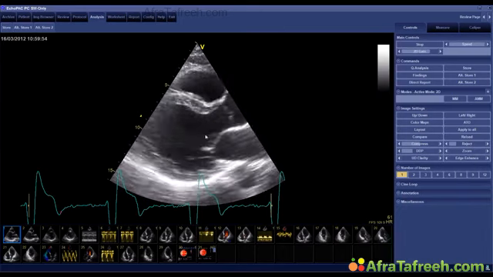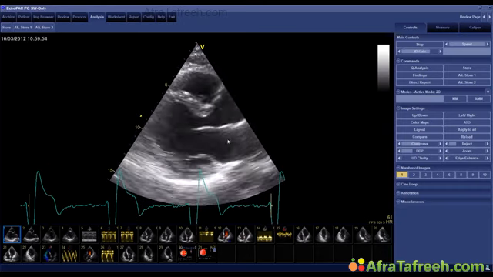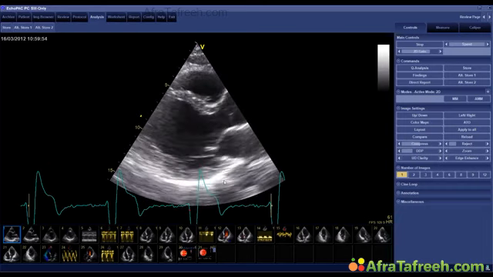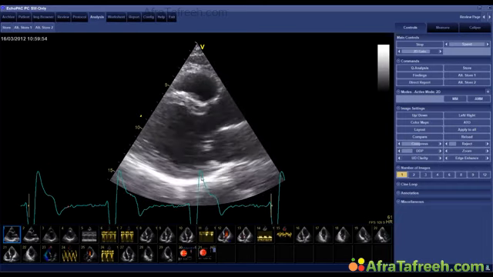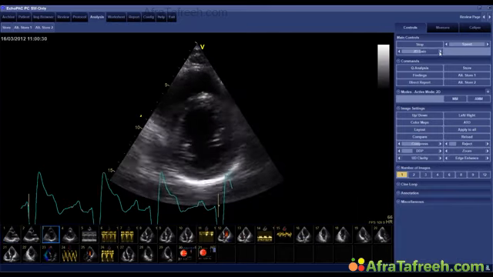Just for review purposes, left ventricle, you have the right ventricle here. This is the aortic valve. Here we have the mitral valve, the left atrium. This is now the short axis view.